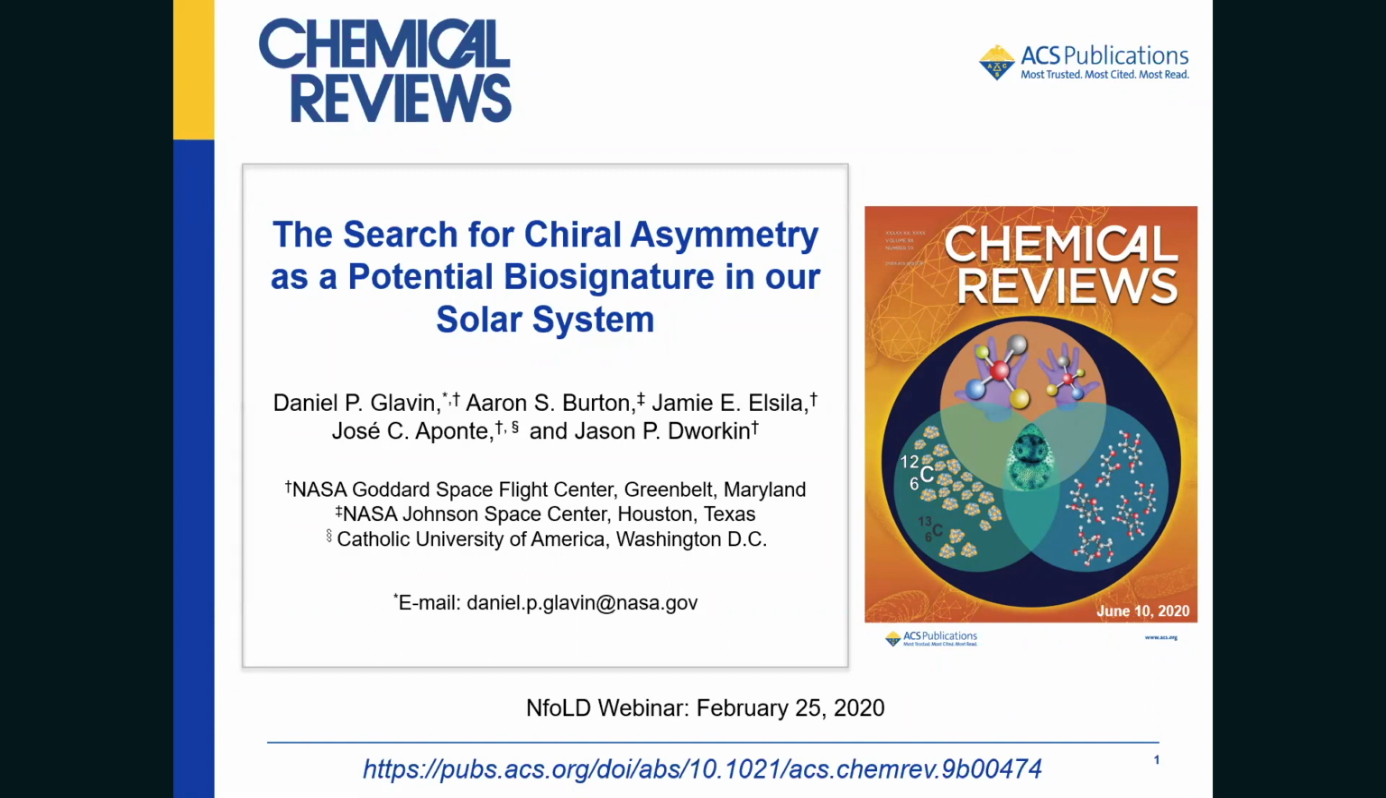What I'm going to talk about today was recently published online, I guess a few months ago now, in Chemical Reviews. The address is at the bottom of this first slide. I encourage you to take a look at that because I'm just not going to have enough time to go into all the details that are in the review paper. The paper should be out on June 10th, 2020 in a special issue online. And I do want to recognize my co-authors, Aaron Burton, Jamie Elsila, Jose Aponte, and Jason Dworkin, who really helped me think about this new criteria, new strategy for how we can determine the origin of any chiral asymmetry in our solar system.